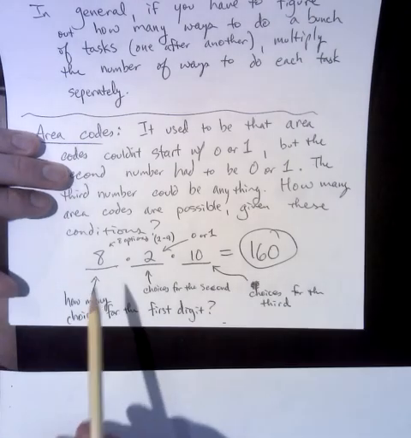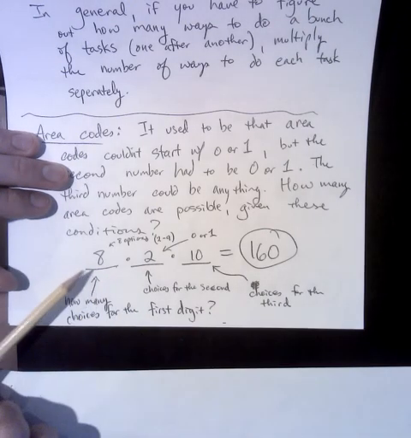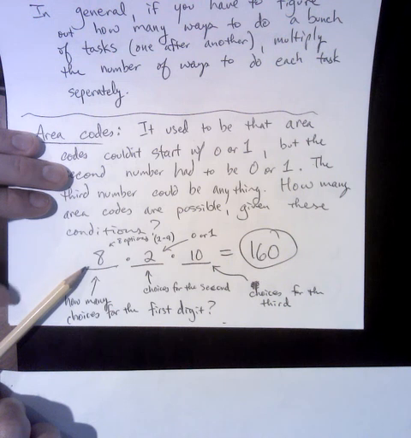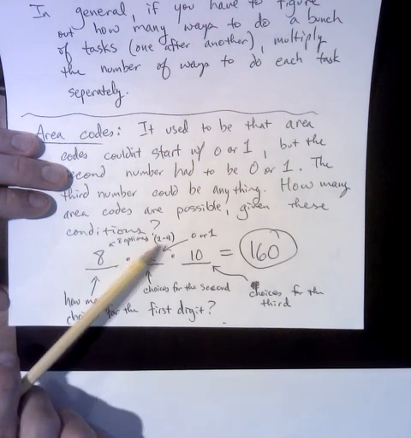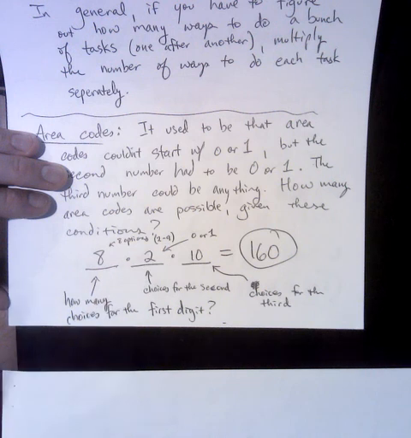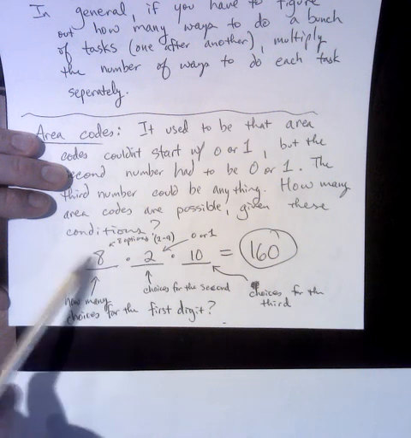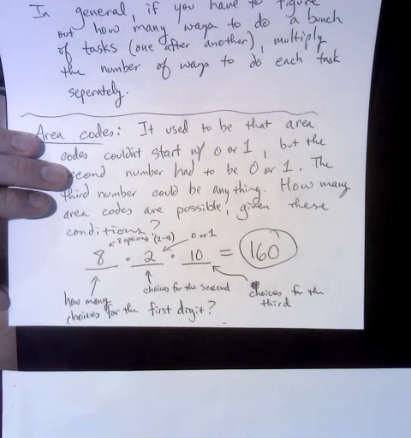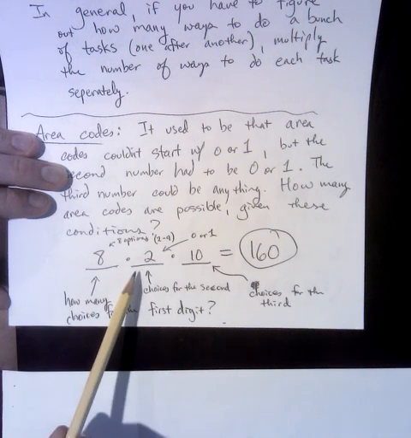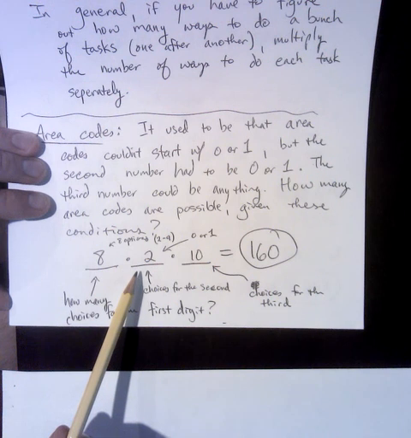Since the first digit can't be a 0 or a 1, that leaves 8 possible combinations. Any integer from 2 to 9. 2, 3, 4, 5, 6, 7, 8, or 9 gives me 8 possible choices right there. How many choices are there for the second digit? Well, the second digit has to be a 0 or a 1, so that leaves 2 choices there.